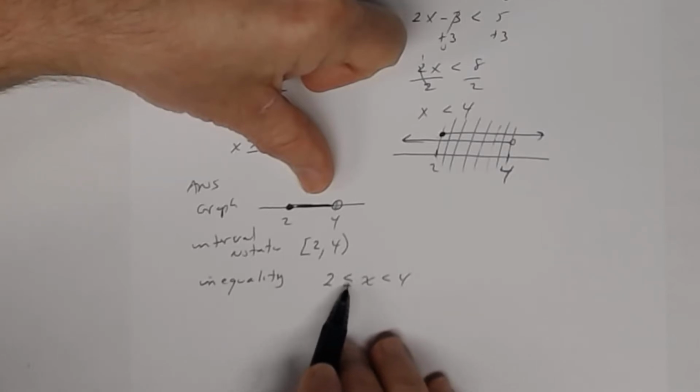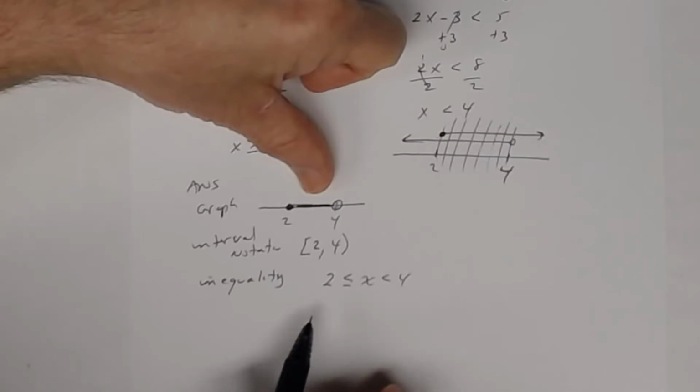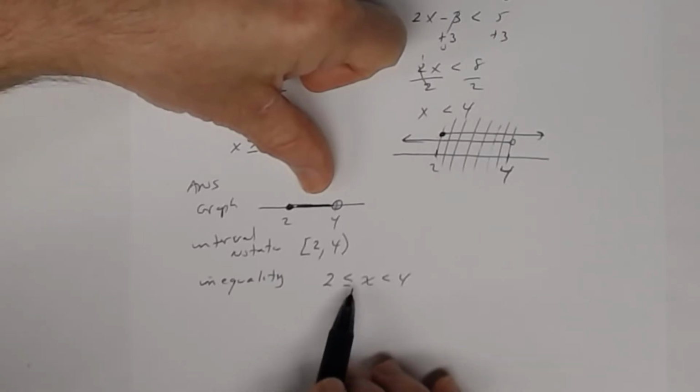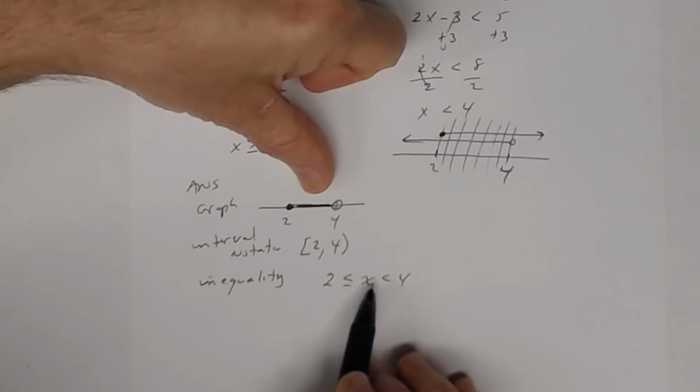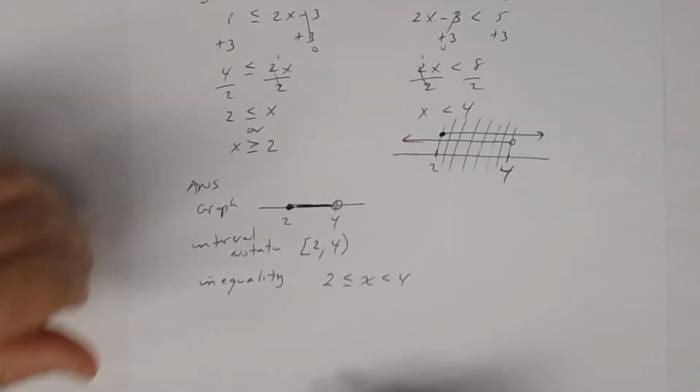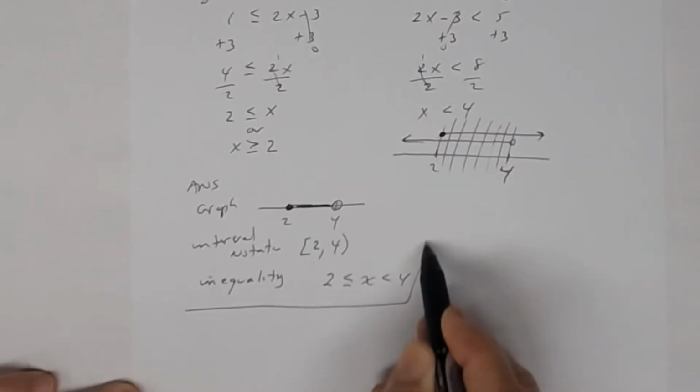So make sure you write this correctly. Don't put a greater than sign here, because 2 is not greater than x. X is greater than 2. So be careful how you write this. Remember, when you write it as a compound statement, the inequality symbols must be in the same direction. All right, so that is number 1.